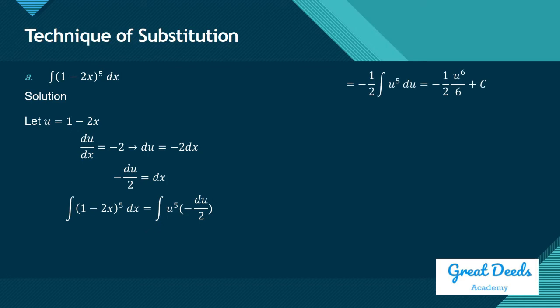So applying our generalized power rule, this is going to be negative 1/2 times u to the 6 all over 6 plus c. And that is just equal to, it should be negative 1 over 12. I'm sorry, it's not negative 1/2, it's negative 1 over 12 times 1 minus 2x raised to 6 plus c.